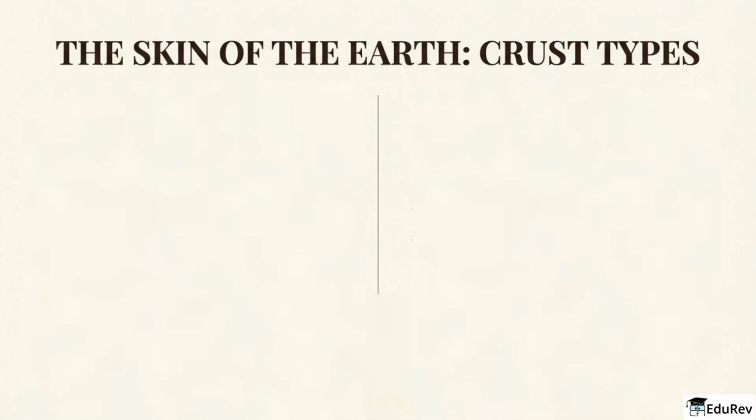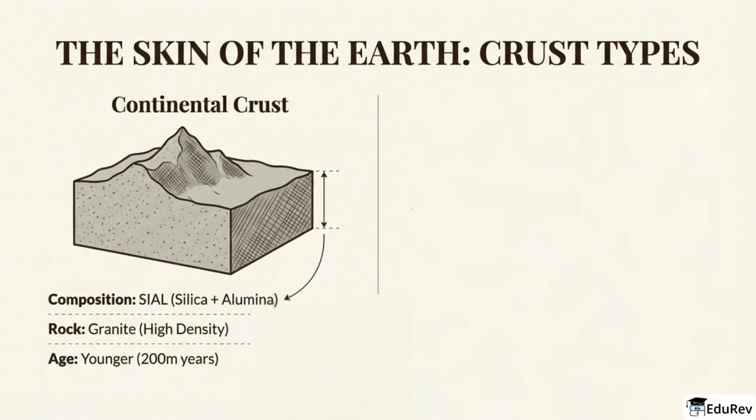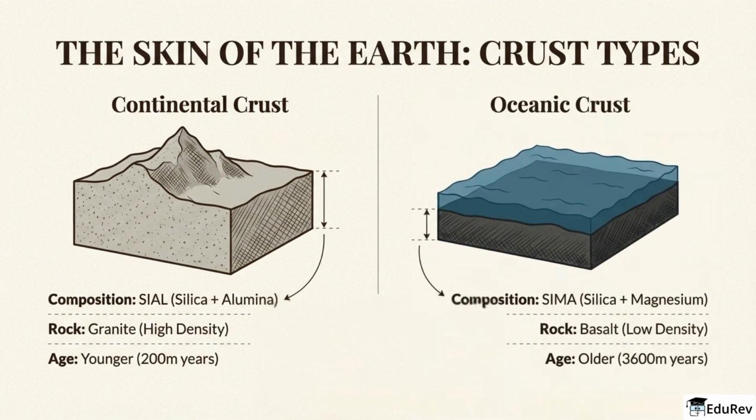So what exactly is the crust? There are two major crust types, continental and oceanic. Continental crust is linked here with Cl, silica plus alumina. Rock example given is granite. Age given is younger, around 200 million years. Oceanic crust is linked with sima, silica plus magnesium. Rock example given is basalt. Age given is older, around 3,600 million years.